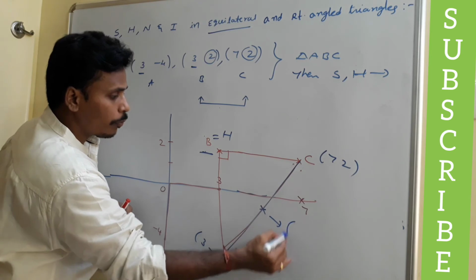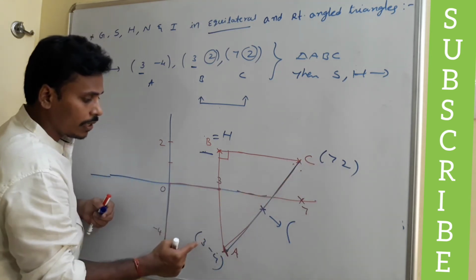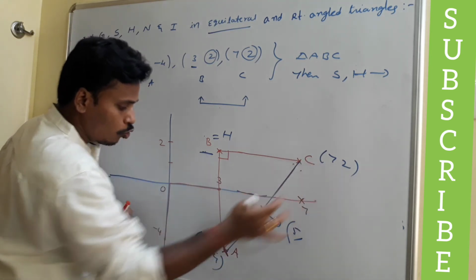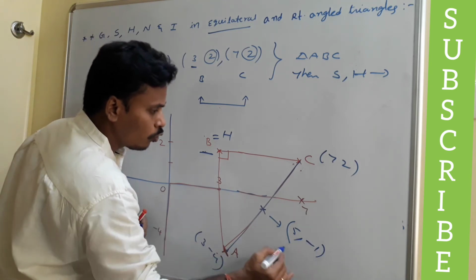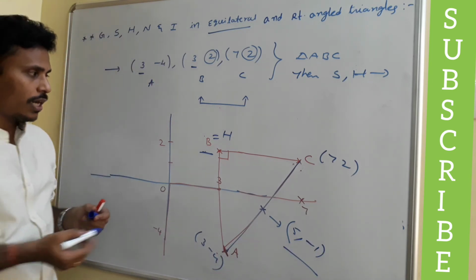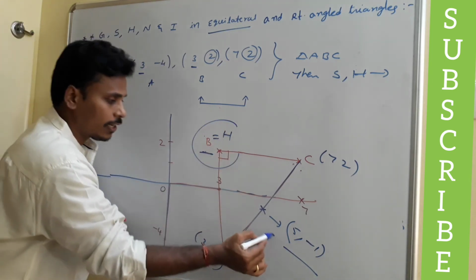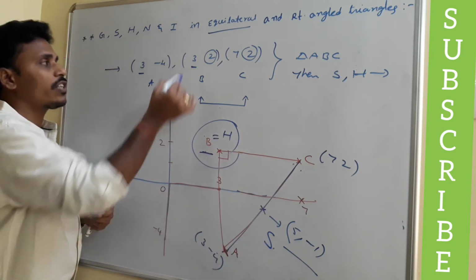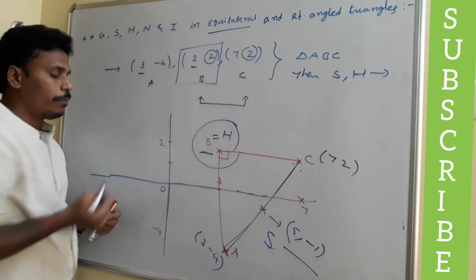You just find the midpoint of these 2 vertices. 7 plus 3 by 2 is 5. 2 minus 4, that is minus 2, by 2 is minus 1. So 5 comma minus 1 is the circumcenter, right? Yes. And your orthocenter is directly the vertex B, right?